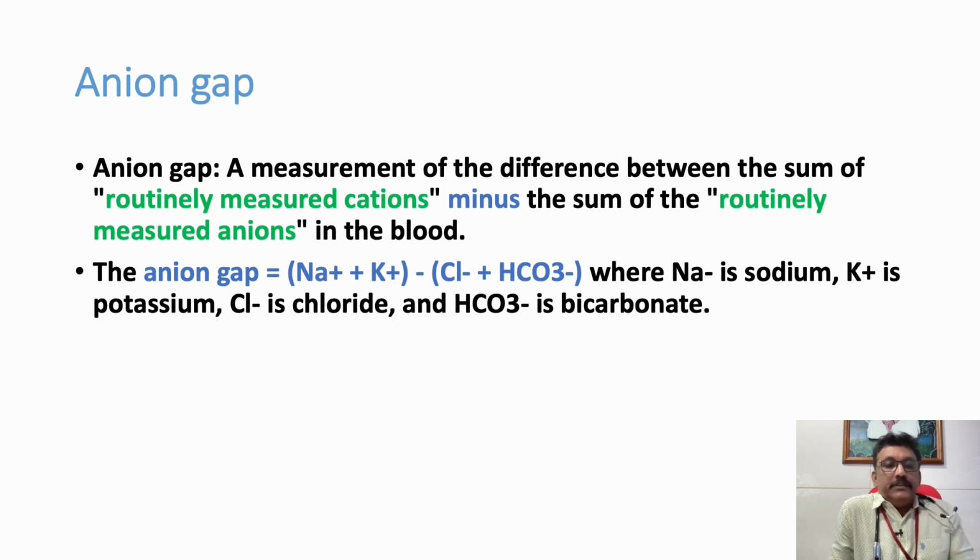Now, anion gap acidosis is a type of acidosis where we look at the difference between the sum of routinely measured cations minus routinely measured anions in the blood. So the gap will be more in high anion gap acidosis. Anion gap can be calculated as sodium plus potassium minus the measured anions, that is chloride plus bicarbonate. So measured cations minus measured anions will give you the difference between these two, which can indicate unusual cations or anions in our blood. That gives the anion gap.